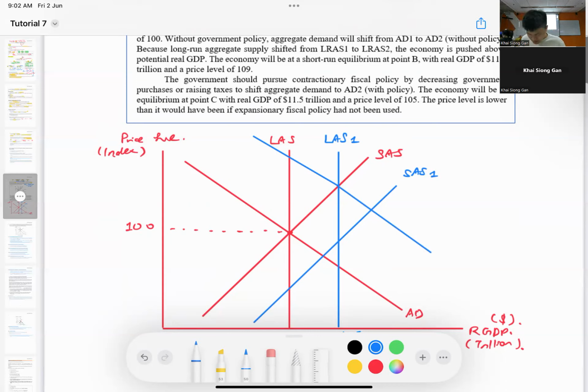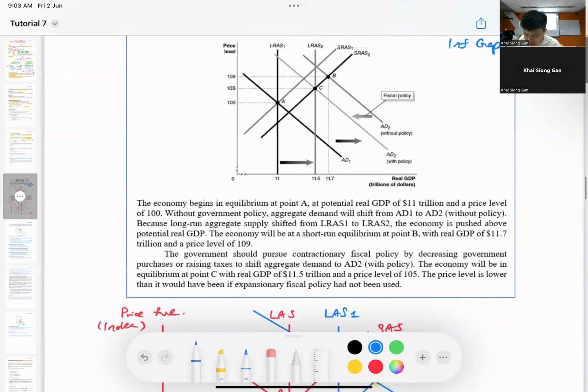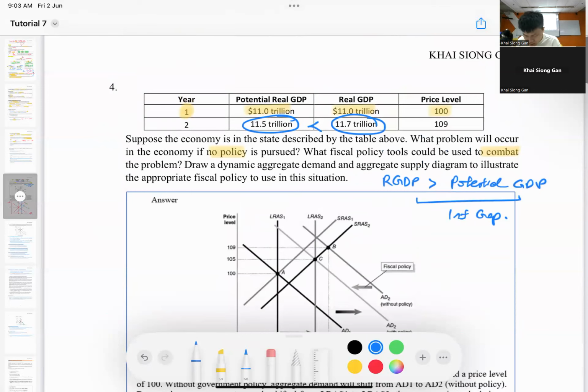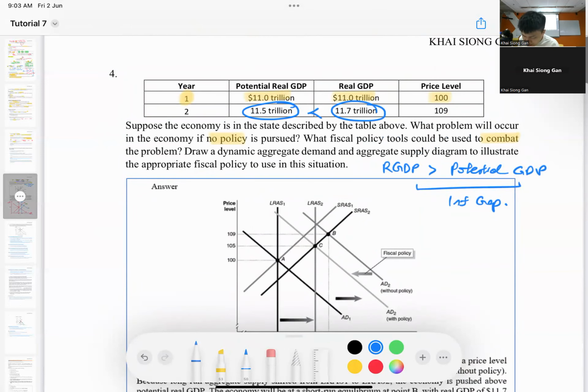Assuming it's a straight line, I think I drew better before. Now where is my new intersection? SAS1 and AD1, here. This time I forgot to label. Initially it is point A here, and now you are at point B here. Let me check the question as well. The price level is 109. Just now I had to shift both the SAS and AD curves.